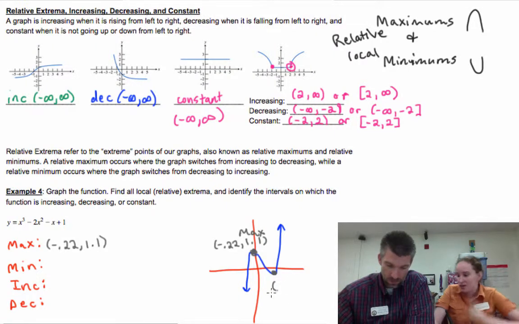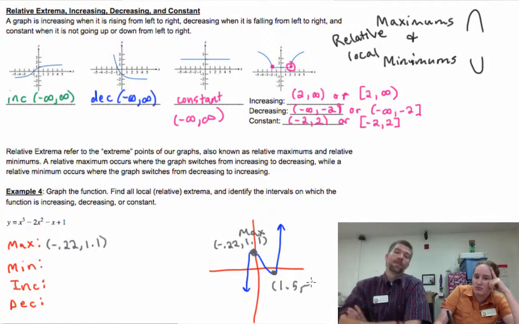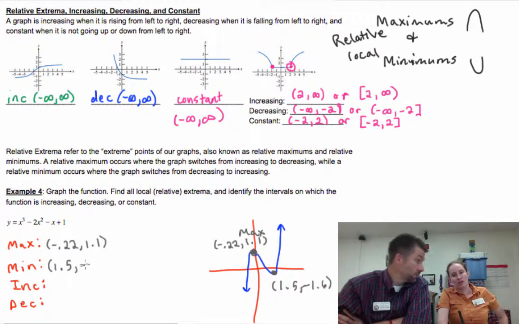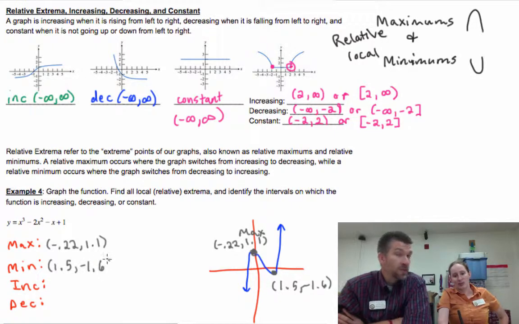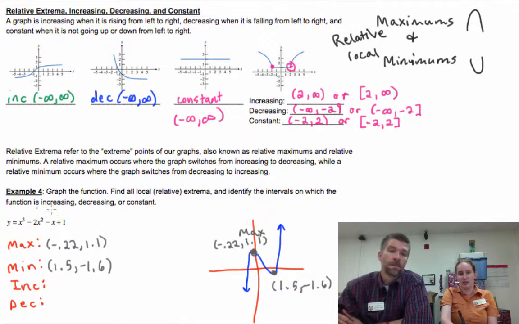So 1.5 and negative 1.6. Now you could have a slightly different number on these depending on how far out your decimals go, but it shouldn't be too different. We actually prefer 3, but if your calculator automatically gives you 1 or 2, then we can deal with that.